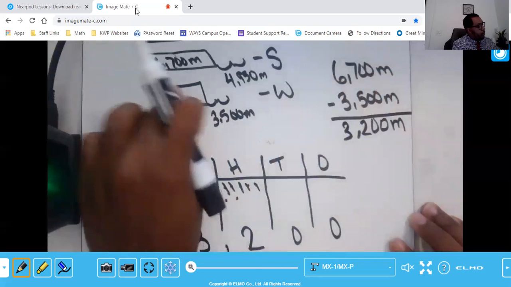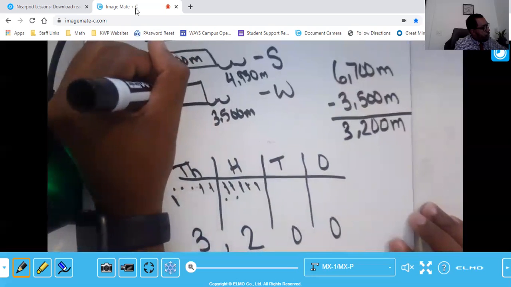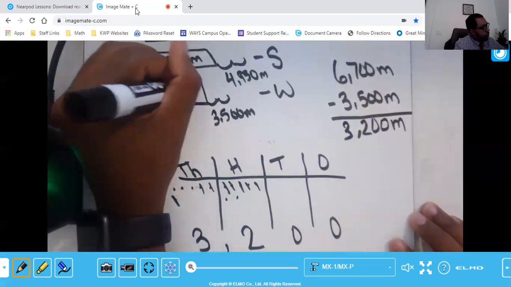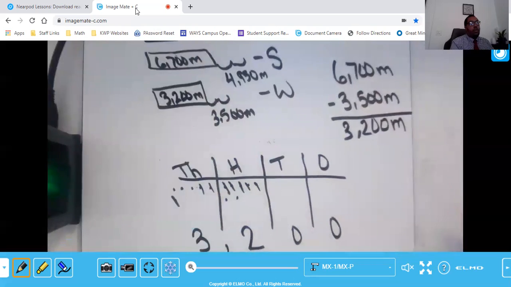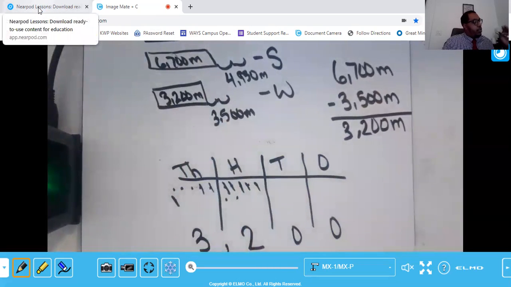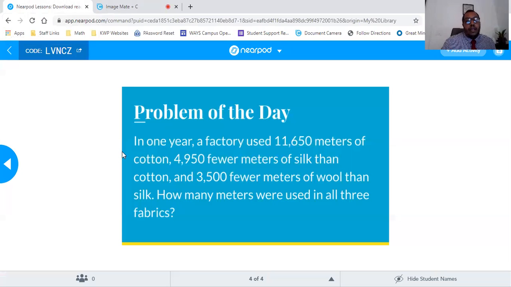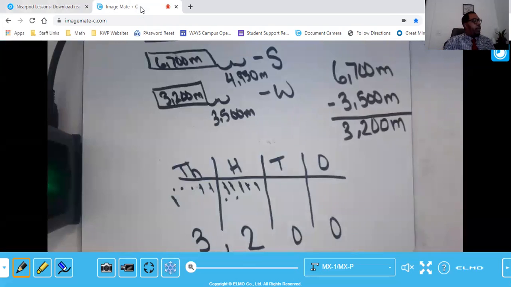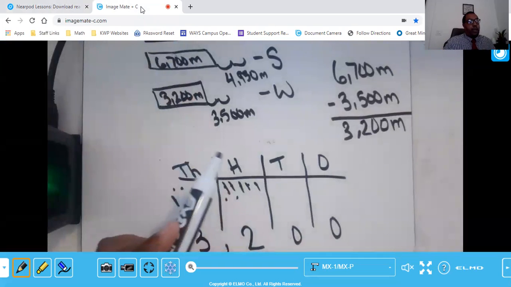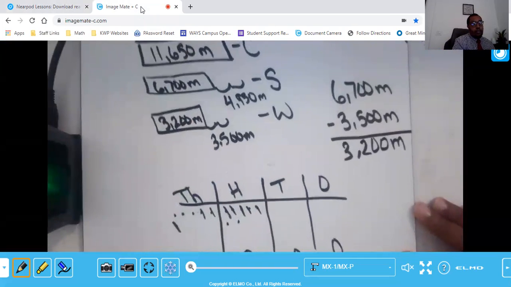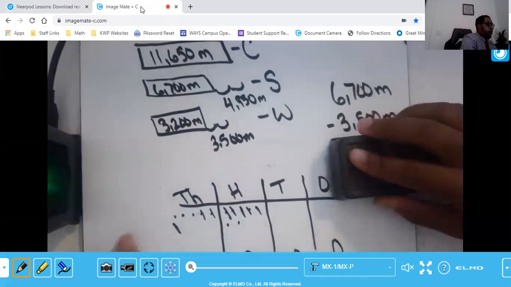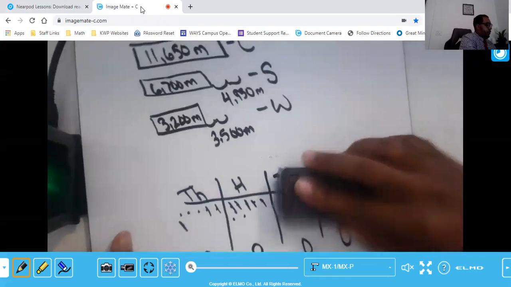So now I know that we use 3,200 meters of wool. Let's go back and see if any of this has solved our problem and answered our question. So as I look, how many meters were used in all 3 fabrics? So now that I know how much I have of each fabric, I need to add those numbers together. So I'm going to erase this.